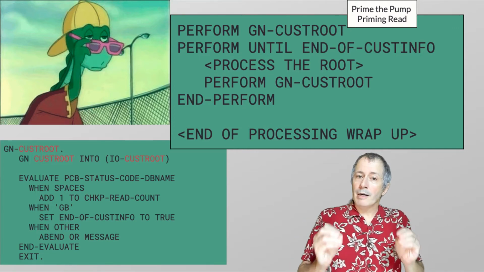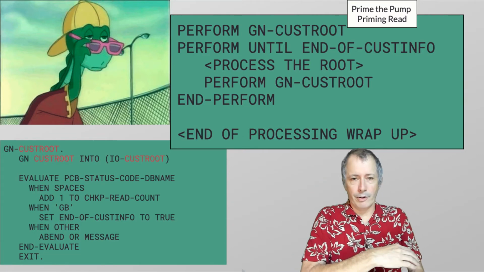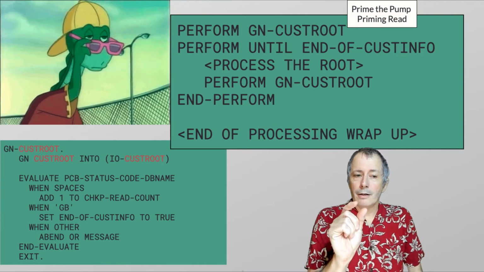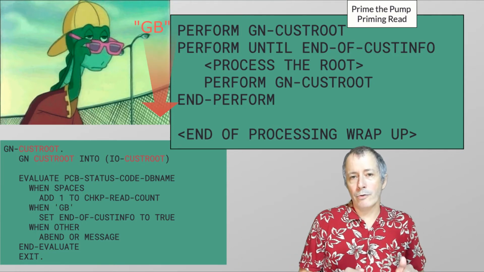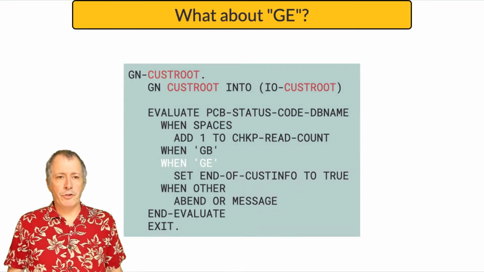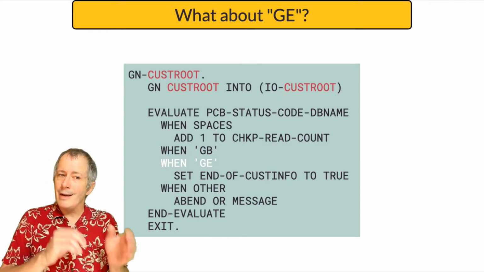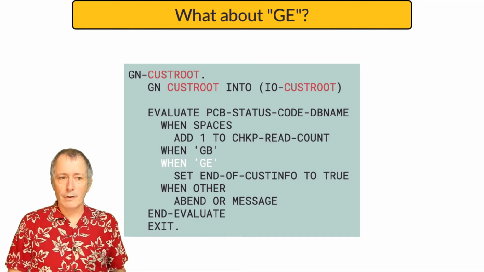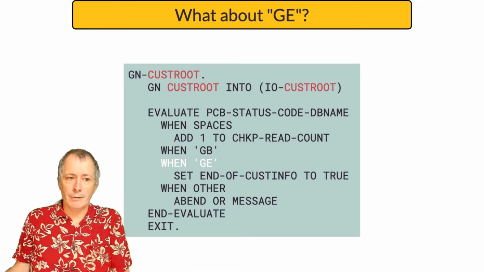Now, if the database is empty to start with, in other words, there's no data in the database when the program starts, the prime and read loop will get a GB and never enter the loop. What about GE? Well, it's not going to be returned. This is a GN root. A secondary index is not involved. The call either finds a root or it reaches the end of the database.